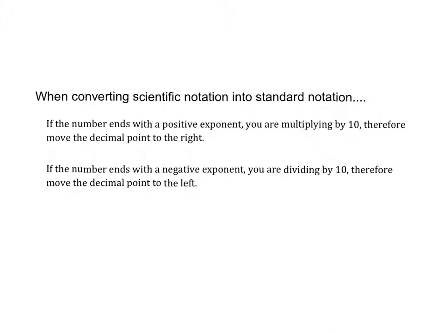Remember that if a number is ending with a positive exponent, that means you're multiplying that number by 10 as many times as the exponent says. So what you're going to end up doing is you're going to move the decimal point to the right. You're going to do the opposite of how you went into it. You're undoing the scientific notation. So since a positive exponent meant you originally moved the number to the left, when you undo it, you're going to move it back to the right. Same way with a negative exponent. You're technically dividing by 10. So you're going to be moving the decimal point to the left, the opposite of what you did to get into the scientific notation in the first place.